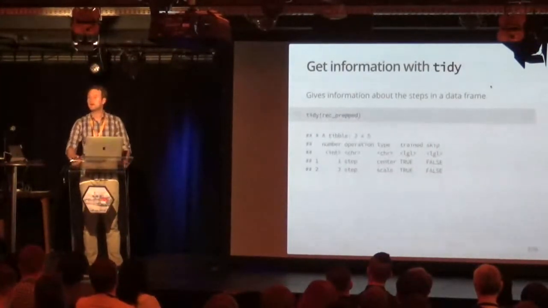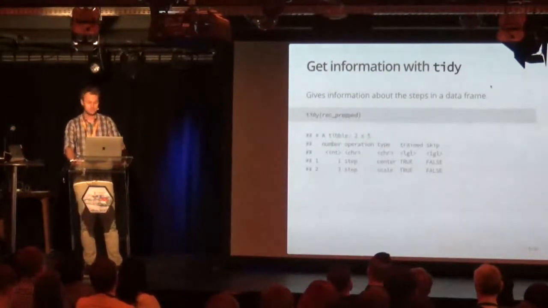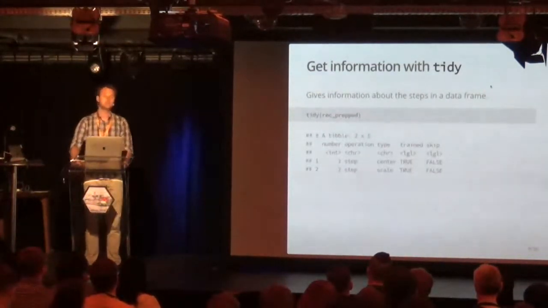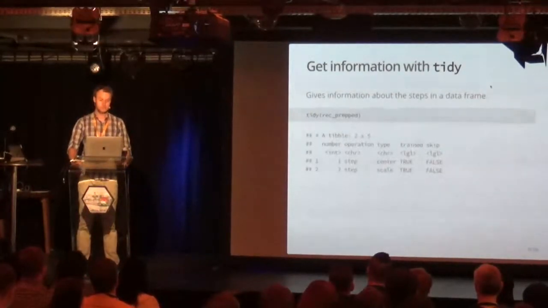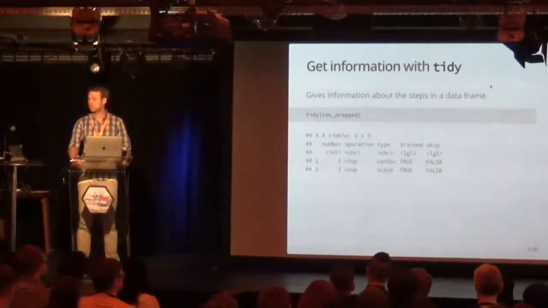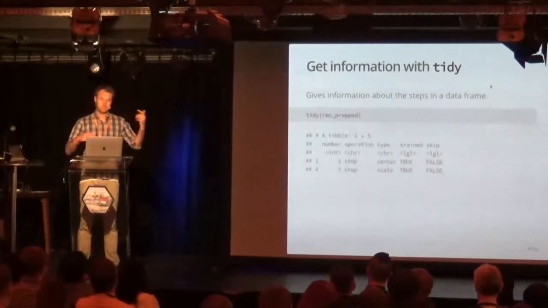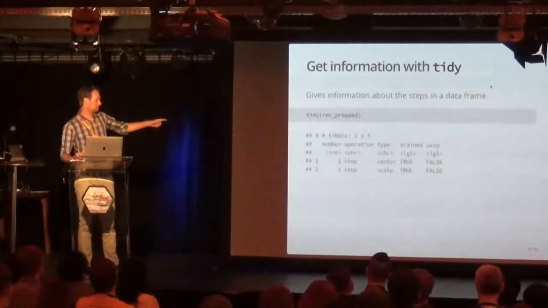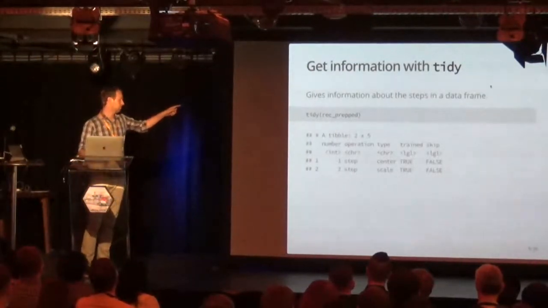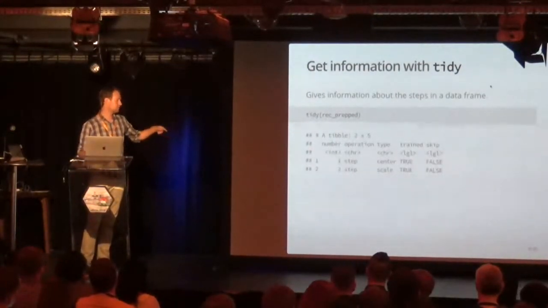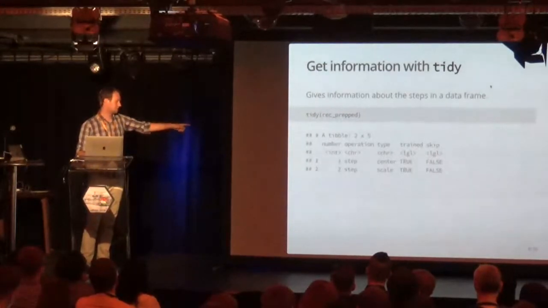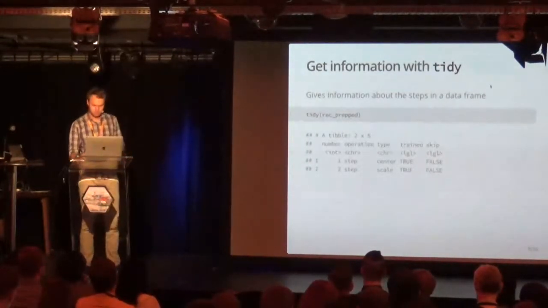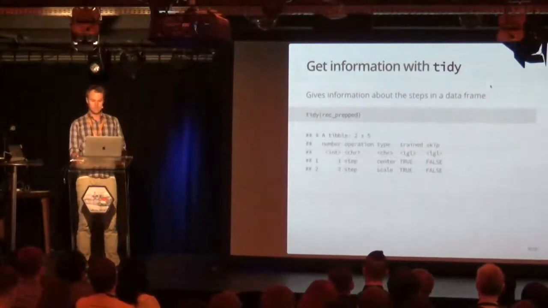And finally, there's a tidy method on the recipe, and this gives you all the steps that are in your recipe in a data frame format, so you can store it nicely, and you can actually keep track of everything that's happening. And you see if the steps are trained already. So you see in this time the recipe is already prepped. So you see that the steps are trained in the third column, or fourth, that is.